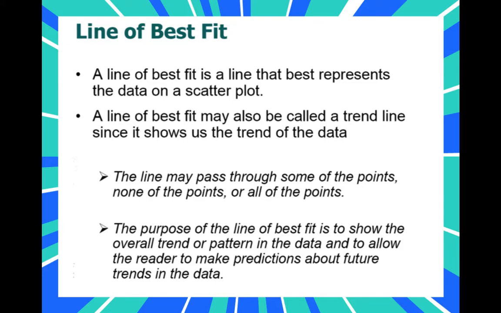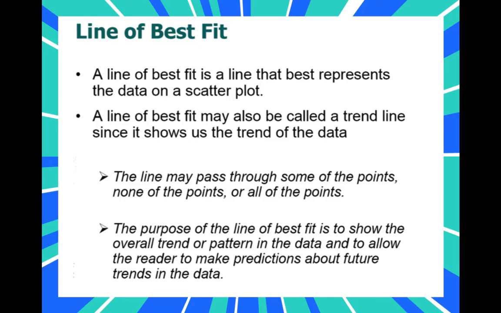We use these to make predictions, all right? Because when you have these scatter plots, they only go so far. We can put a trend line through the middle of them to see what the exact pattern is. It gives us an exact number to go off of. Now, the most important thing I can say is this third point right here. It says the line may pass through some of the points, none of the points, or all of the points, okay?